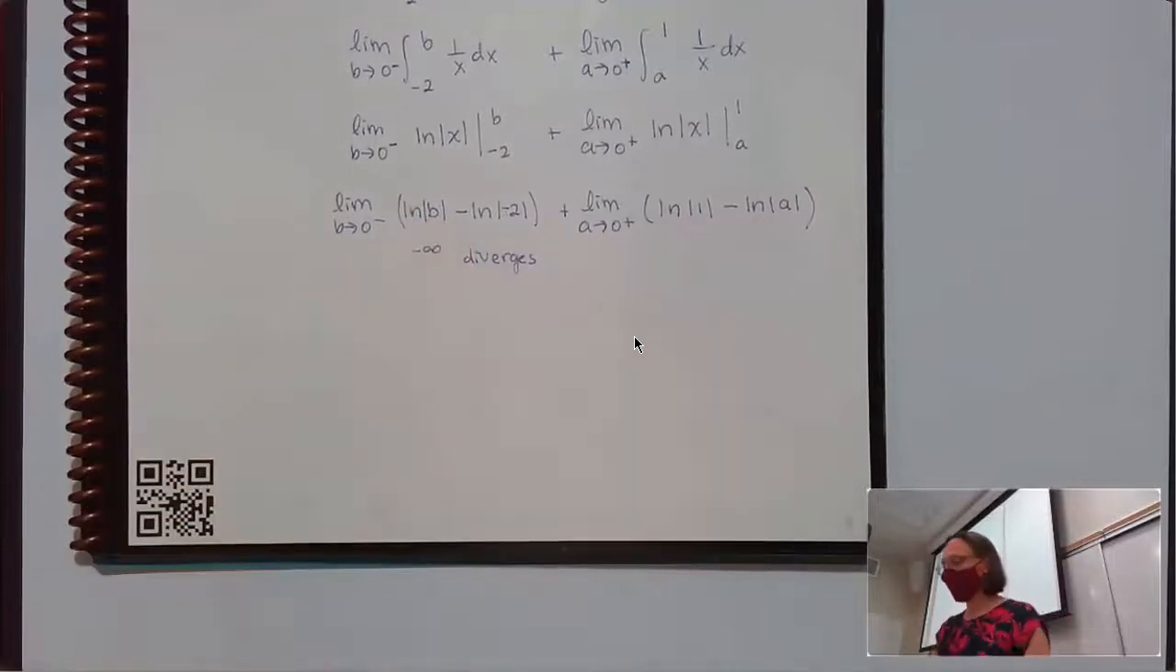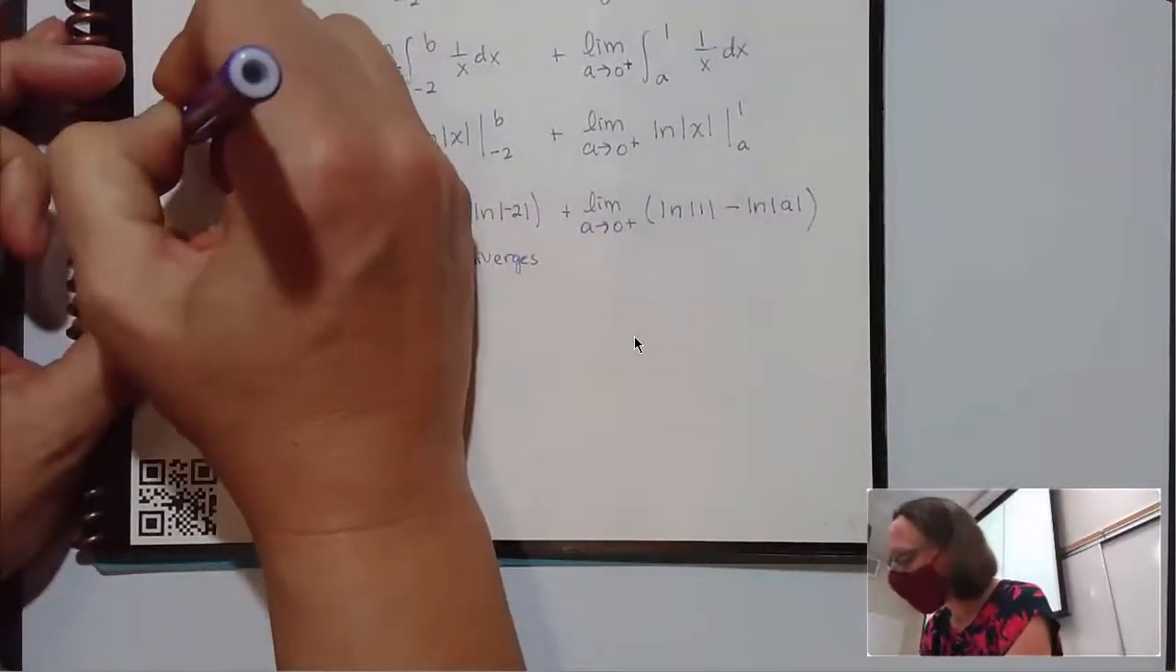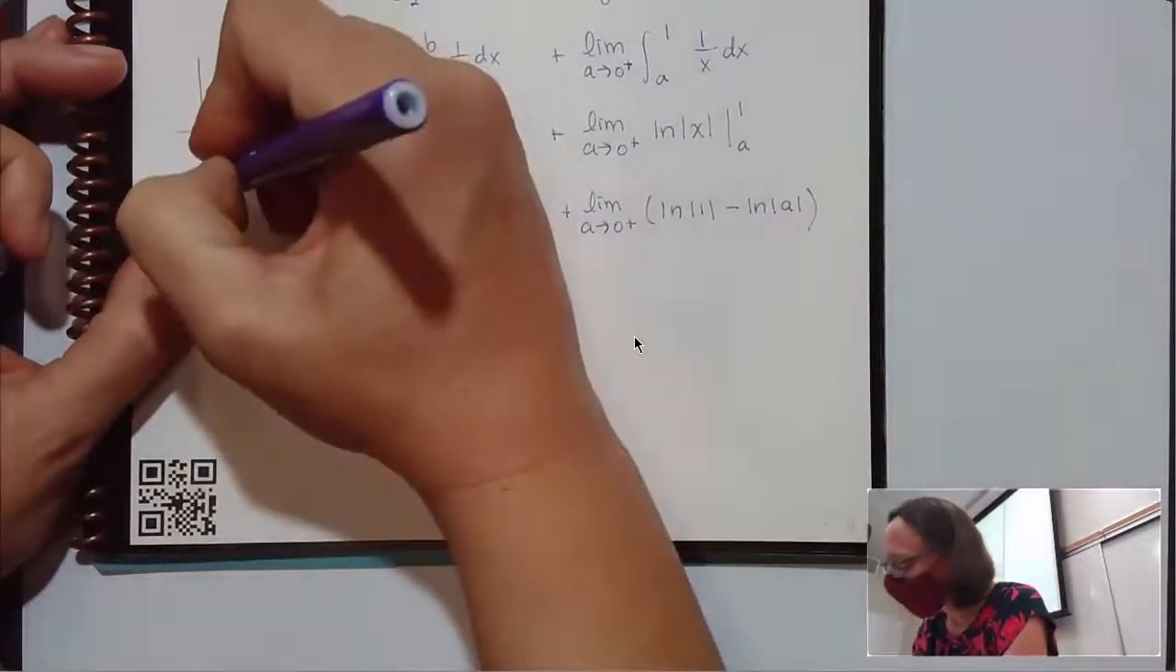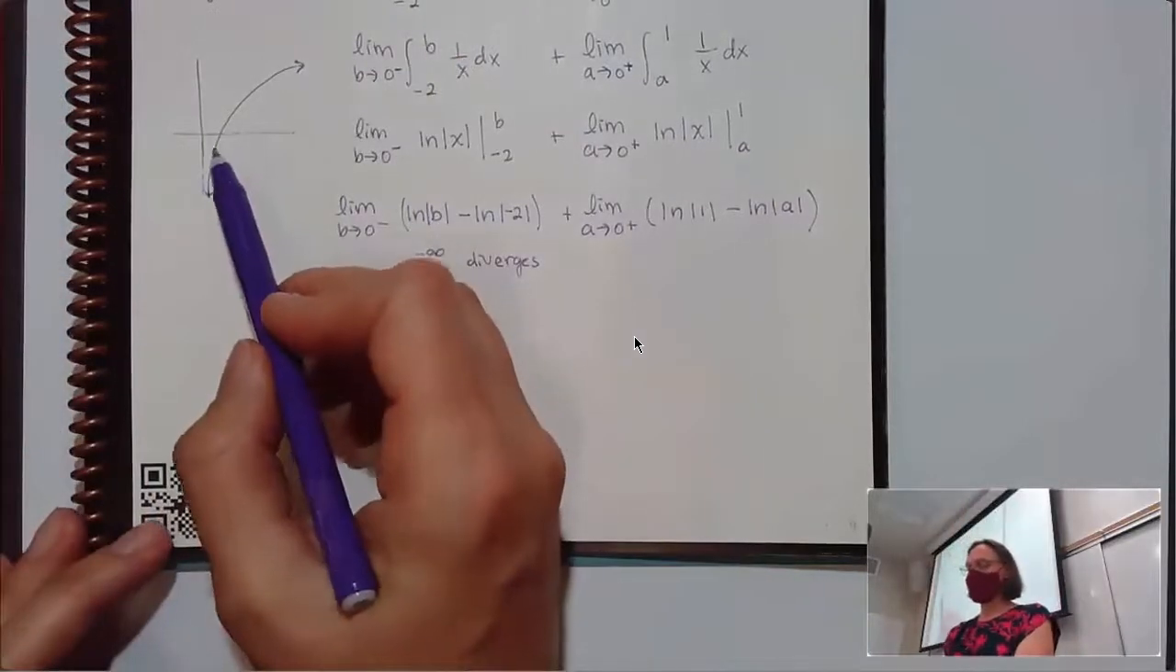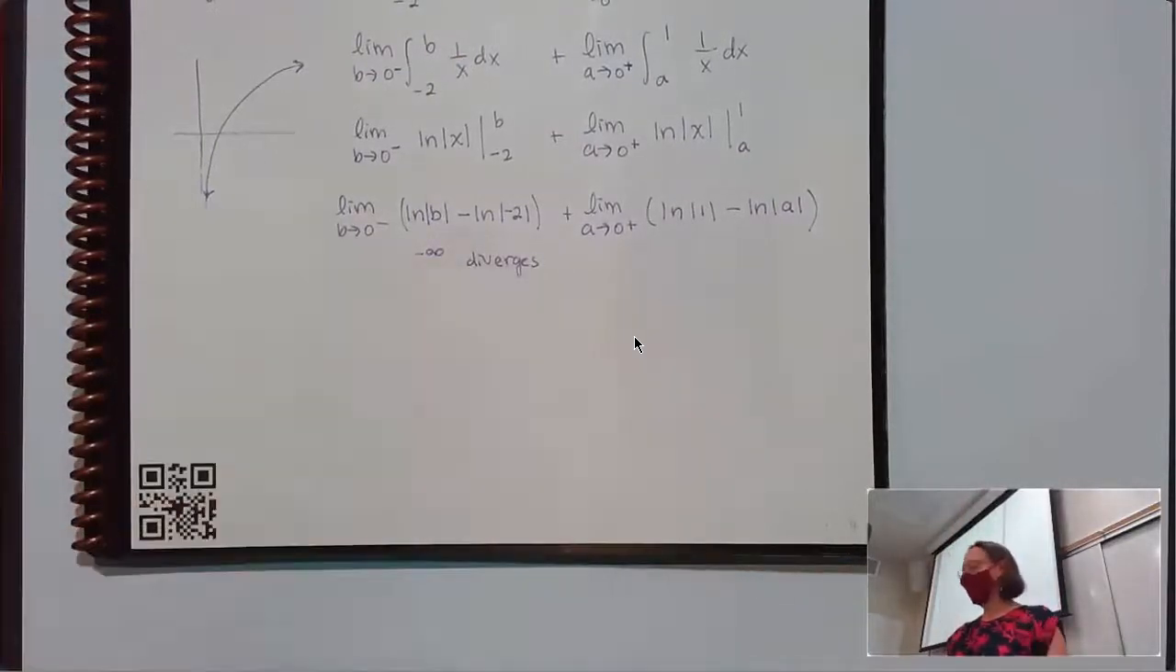Okay. Yep. And then I choose to just think about what a graph of natural log looks like to know that as we approach 0, that y value is headed to -infinity.